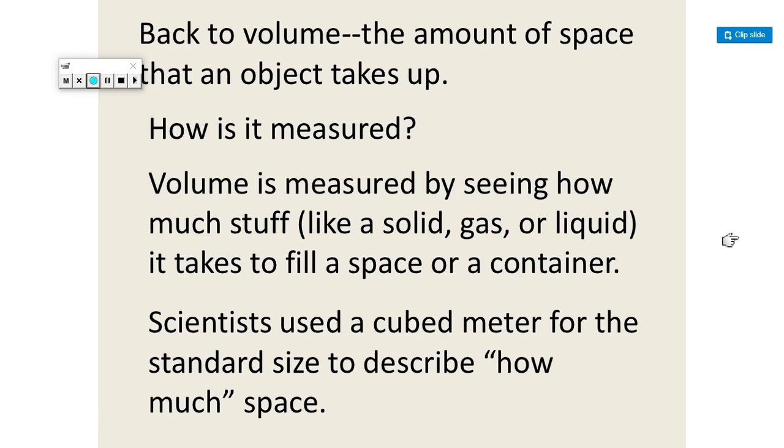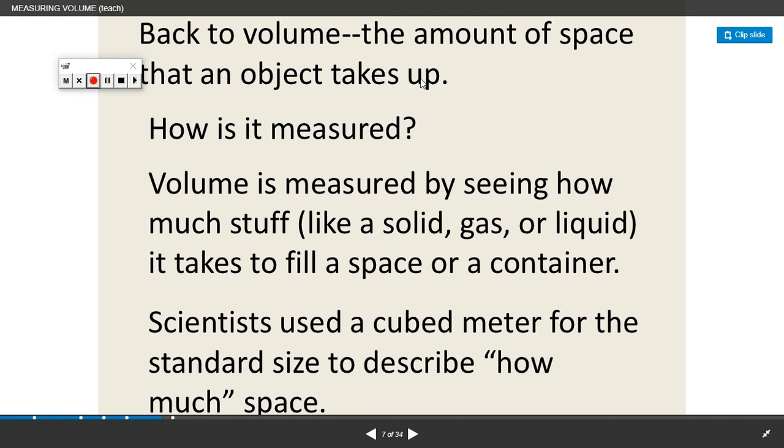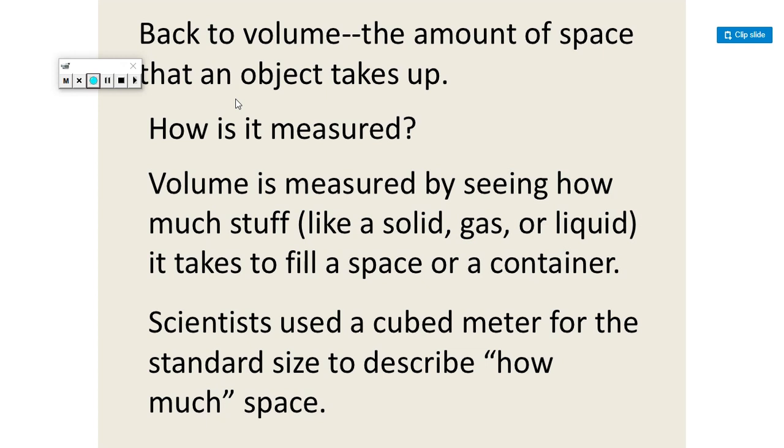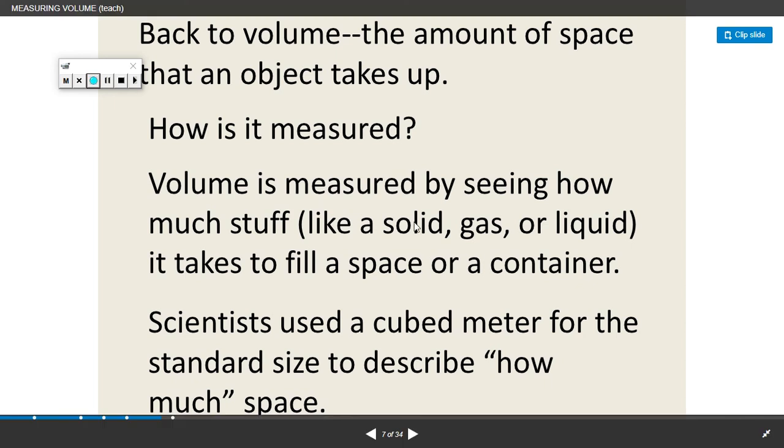So how can I measure the volume? Again, volume is the amount of space that an object takes up. I have more than two ways to measure the volume. But first of all, let's remember that we have three states of matter: solid, gas, and liquid. And of course, all of them take space. Even the gas we cannot see, but it has space.